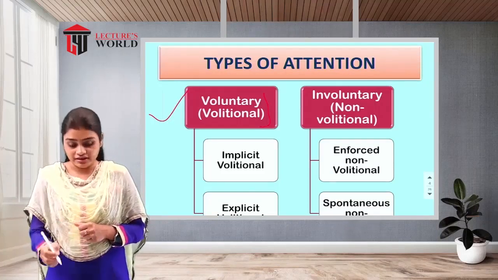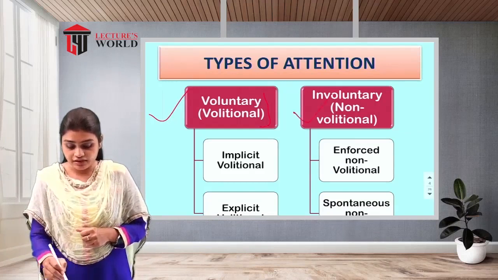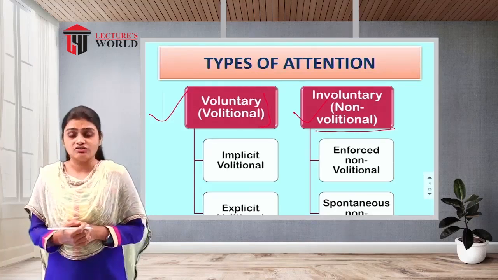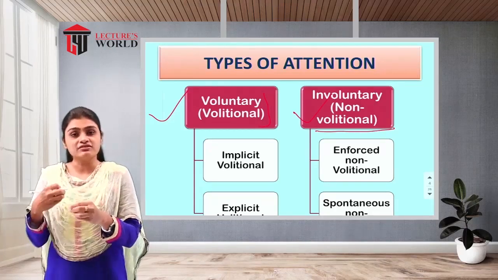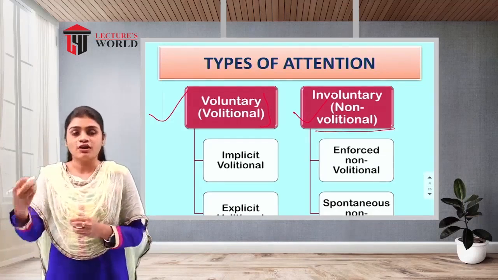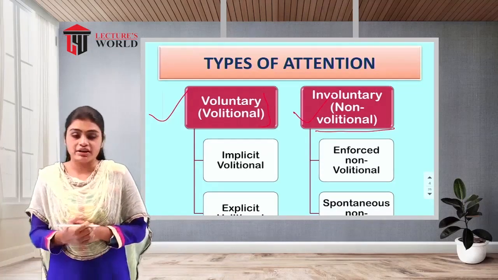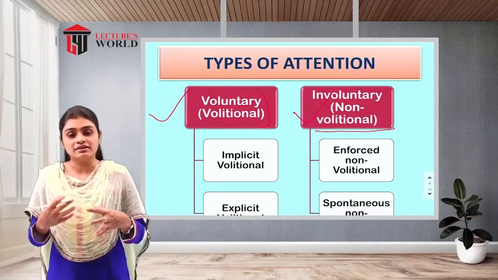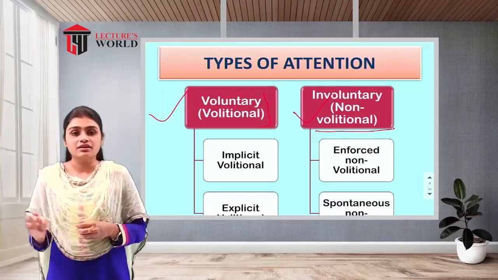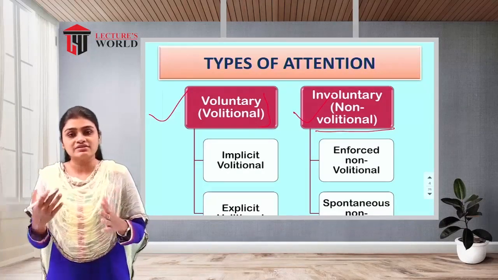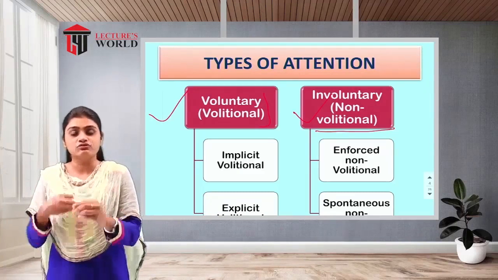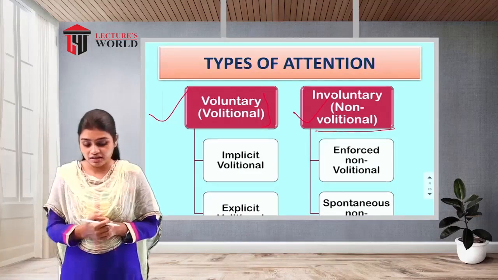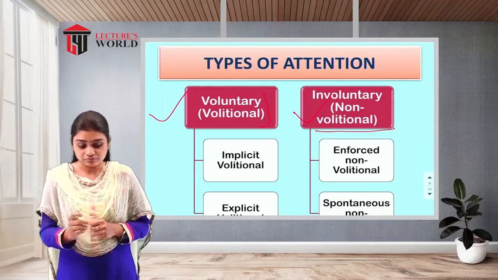The next type of attention is involuntary, or we can say non-volitional attention. Involuntary attention means something is forcing us to attend to that specific object or situation. Personally we don't have any choice, any reason, or any desire to focus on something, but some situations or circumstances are forcing us to focus on that particular thing. That is called your involuntary, or non-volitional, attention.